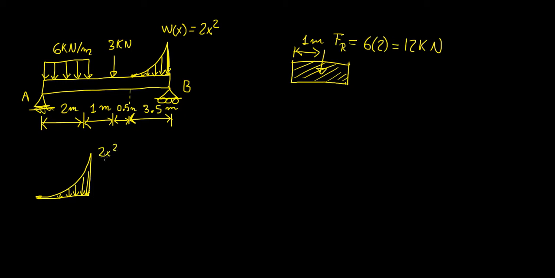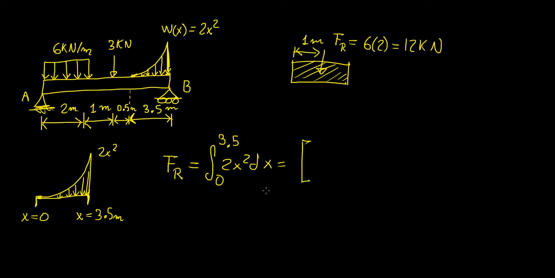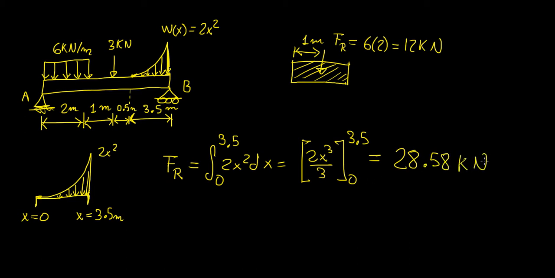So we have 2x squared, that's the function we have. Now we're going to choose this point over here as a reference point, x equals 0, and the point at the end is just going to be x equals 3.5. So the resultant force is equal to the area, which is the integral from 0 to 3.5 of 2x squared dx. That's going to be 2x cubed over 3 from 0 to 3.5. Now if we plug in 3.5, that's 2 times 3.5 cubed divided by 3, which is about 28.58 kilonewtons, because the lower limit is just 0. So that's going to be the resultant force in this case.